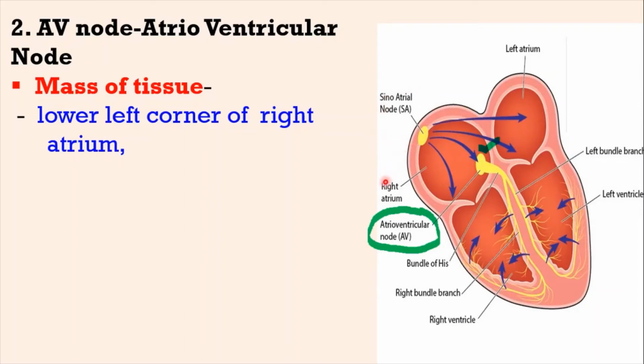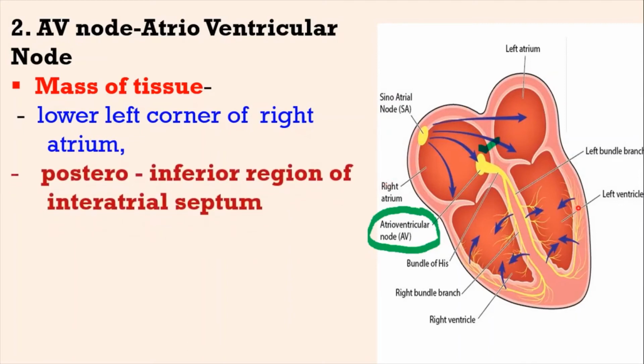Coming to the exact location of the AV node, it is present at the posterior-inferior region of the interatrial septum. What is the interatrial septum? The septum present between the right and left atria is said to be the interatrial septum. The AV node is present at the posterior-inferior region of the interatrial septum. This is the posterior region of the interatrial septum. And it is located close to the opening of the coronary sinus also.